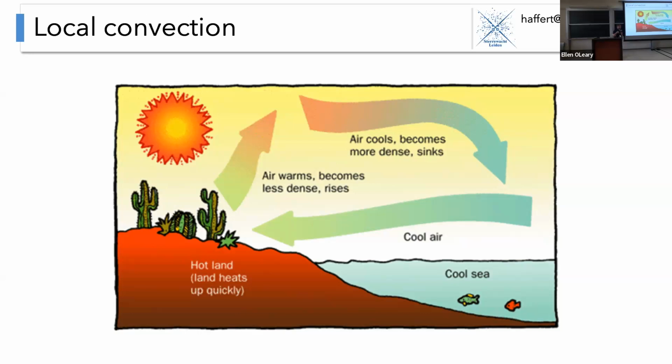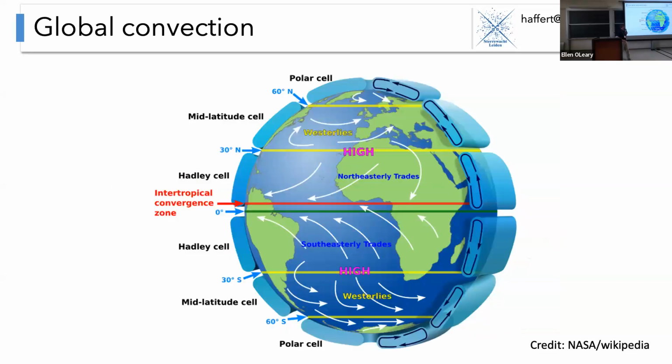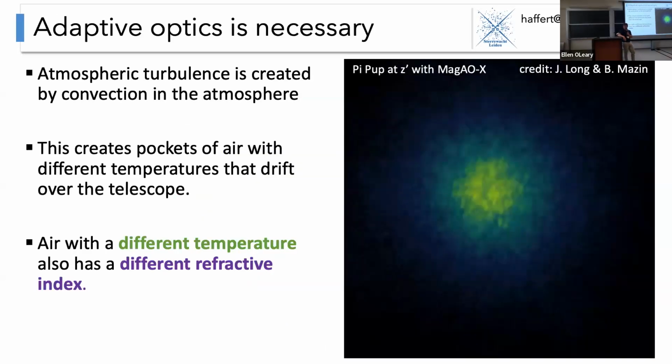So this is a very local effect. Locally on Earth, depending on your conditions on top of your mountain or wherever your telescope is, you have different types of convection and different rates. And then there are also global convection effects like the Hadley cells. It's these two things together that cause convection of air, caused by differences in temperature of these turbulence cells, and this creates pockets of air with different temperatures.